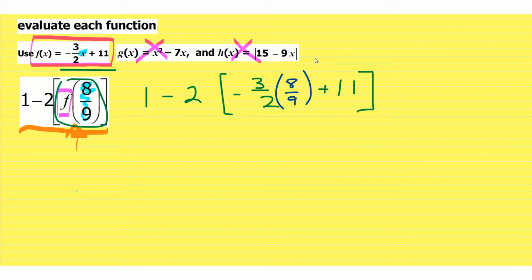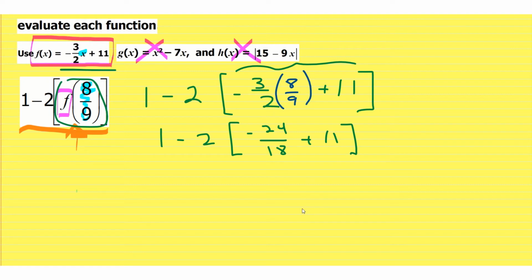Okay, so at this point, everything is just order of operations. So let's go ahead and start working this down. So we've got 1 minus 2. Order of operations tells us to always focus on what's inside the brackets first. So we are going to do that. Negative 3 times 8 is going to be negative 24. And 2 times 9 in the denominator is 18 plus 11.